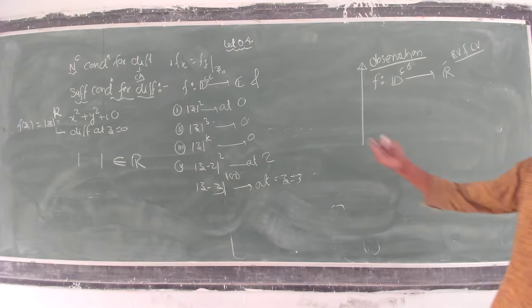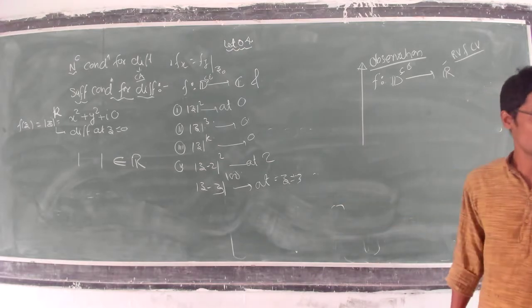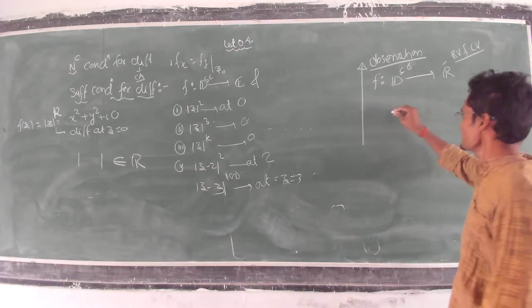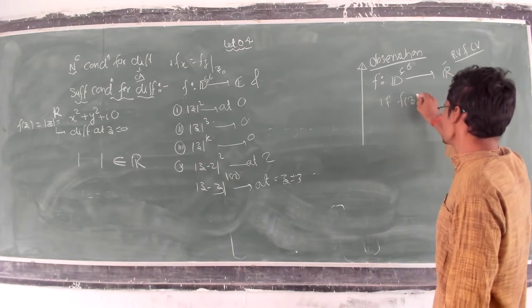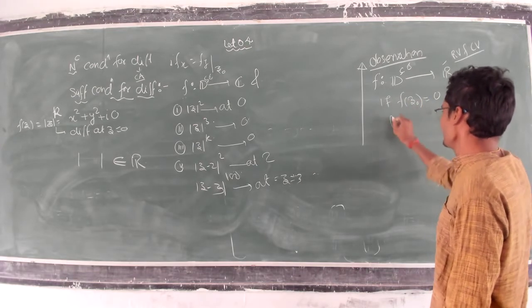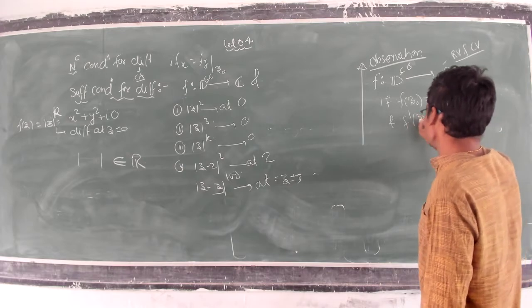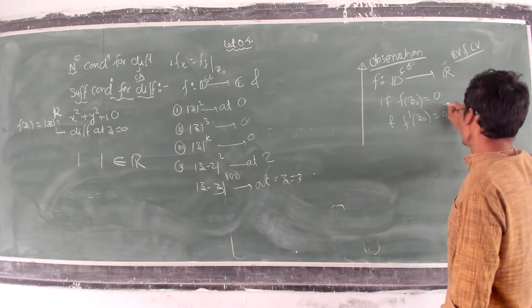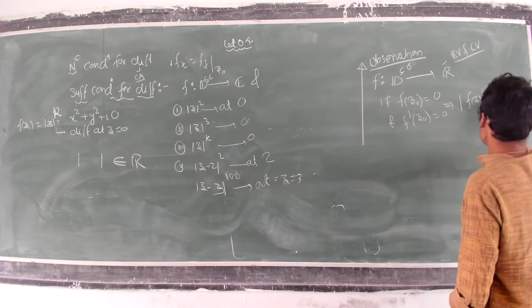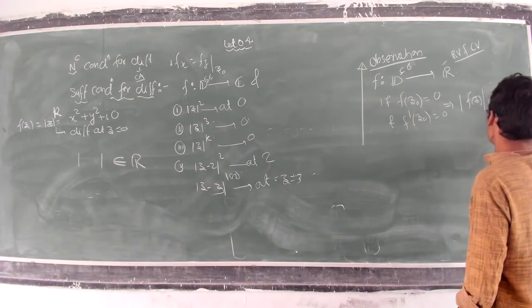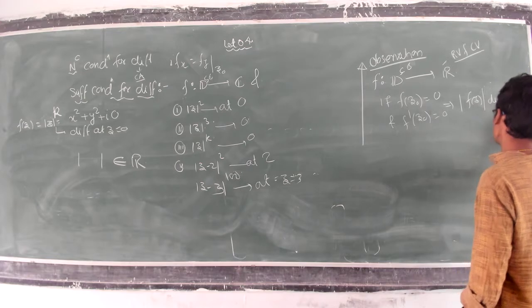So under what condition can you say that the function is differentiable or not? So the first thing, if f of z naught is equal to 0 and f dash z naught is equal to 0, implies that mod of f(z) will be differentiable at z naught.